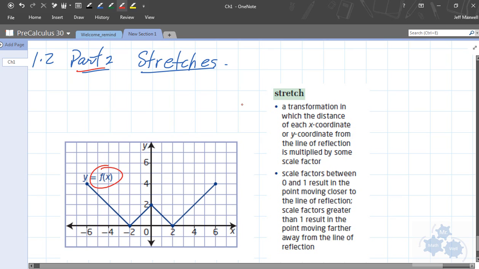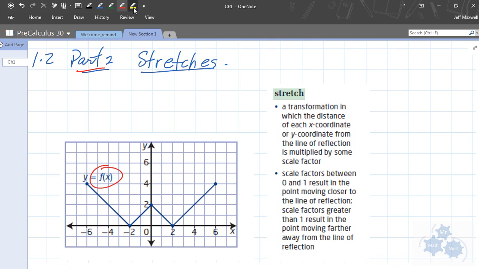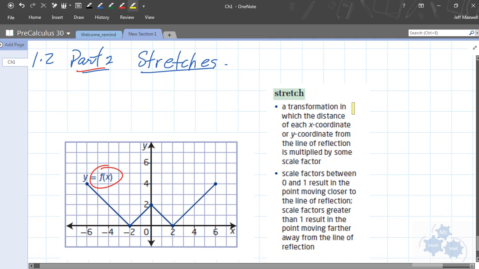So now that we got that out of the way, this is the mother function, right? And what we're going to do is now give birth to another function, and we are going to talk about stretches. So what are they, first of all? A stretch is a transformation in which the distance of each x-coordinate or y-coordinate from the line of reflection is multiplied by some scale factor.